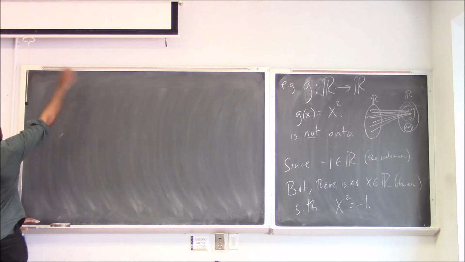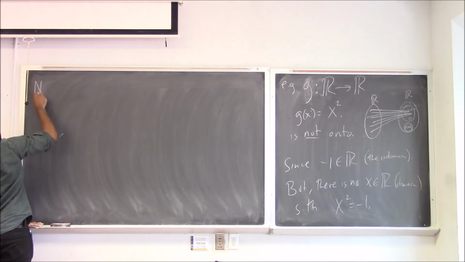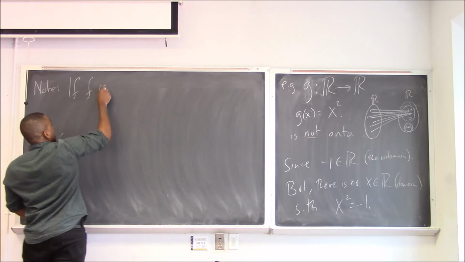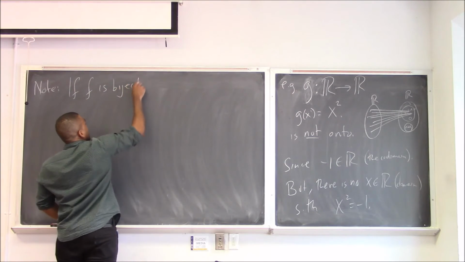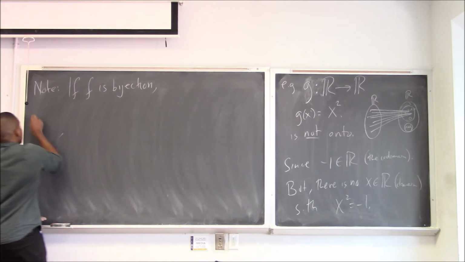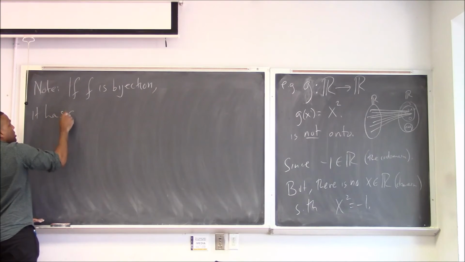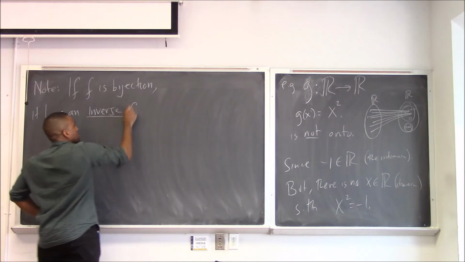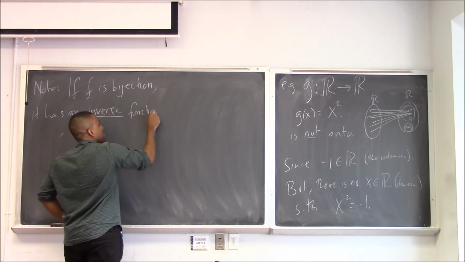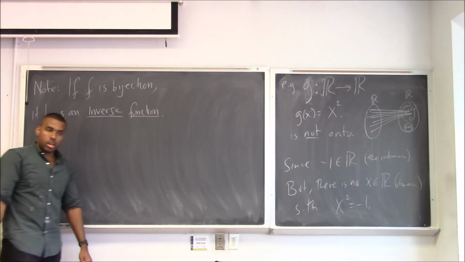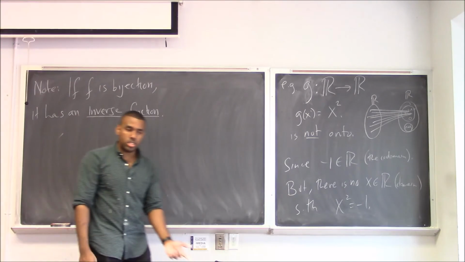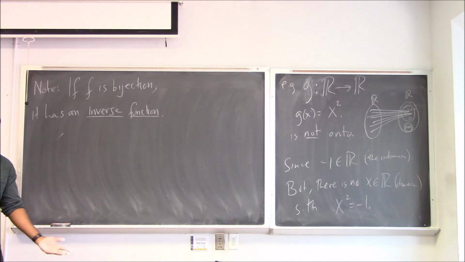Okay. By the way, note: if f is bijective, it has what we call an inverse function. Bijective functions have inverses. Functions that are not bijective do not have inverses. So this is one reason why we care about bijective functions, the fact that they have inverses while no other kind of function does.